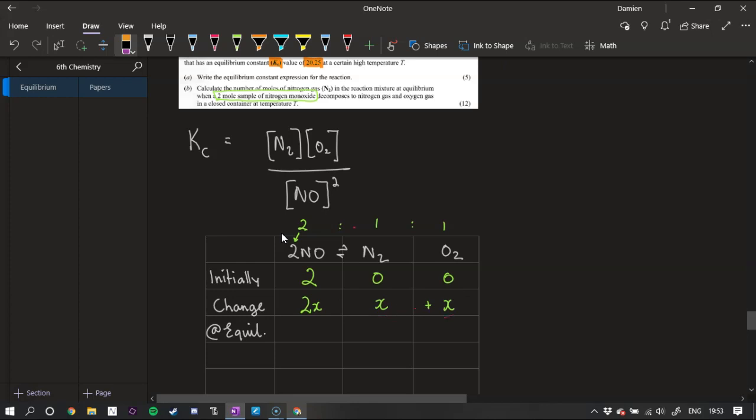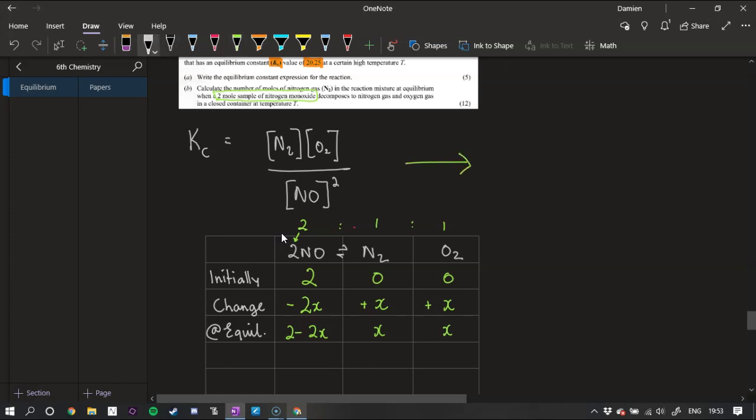Okay, let's get rid of that. Then you can just fill in the rest of the details. Over here, if this is a change, this has obviously got to be negative 2x. So at equilibrium, it's 2 minus 2x. Here, this is positive x, and this is positive x. There is nothing in the container about volume or anything like that, so we assume that it's a 1 litre container.